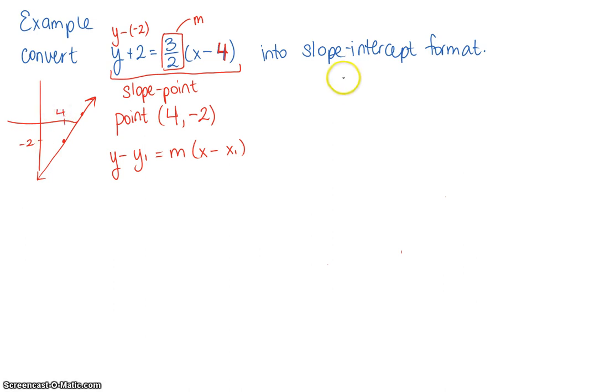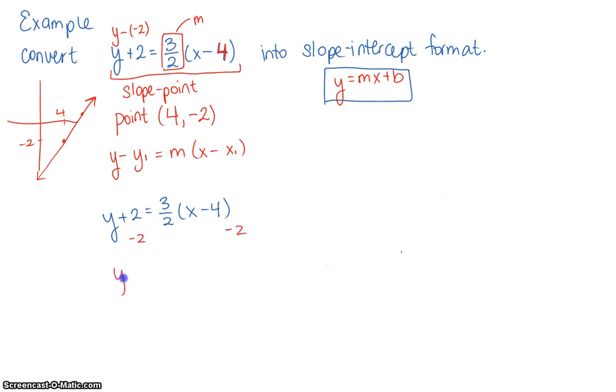Now they want us to get it into slope-intercept format, which is y equals mx plus b. So again, we're going to have to look at what they give us. y plus 2 equals 3 over 2 times x minus 4, and I want to get it into this format, which means again I need to isolate for my y, which is not too hard initially. I have to subtract 2 from both sides. So then y is now isolated, but yet this side is not quite in the right format yet.